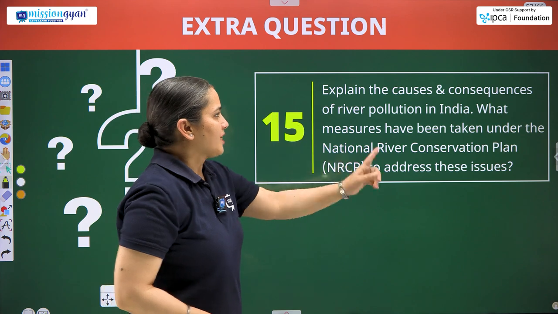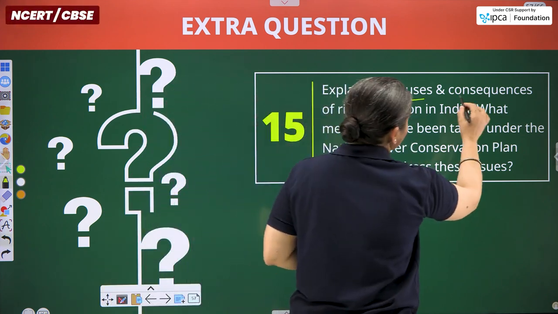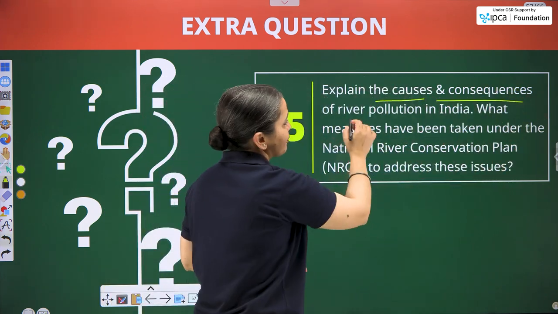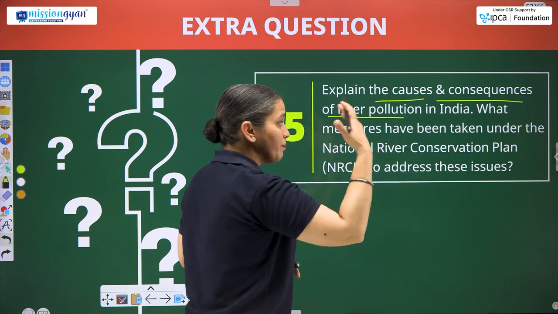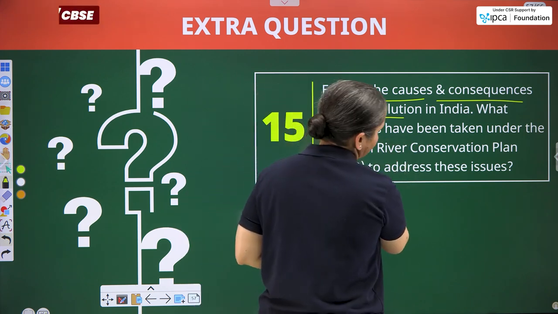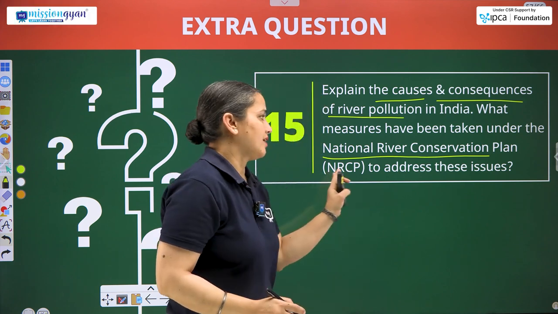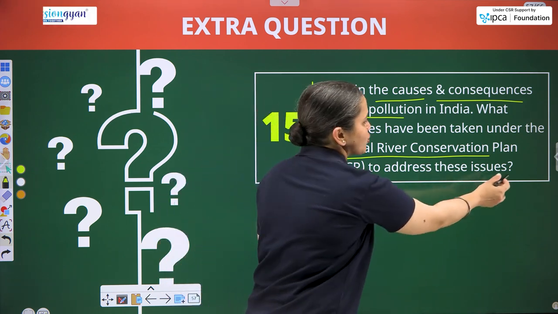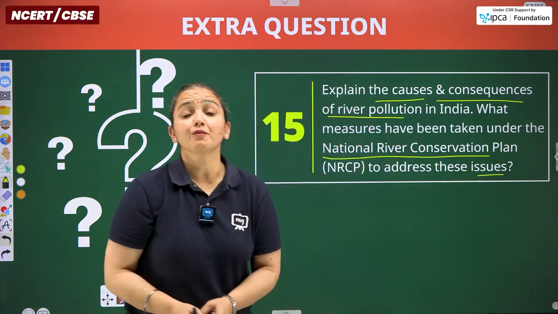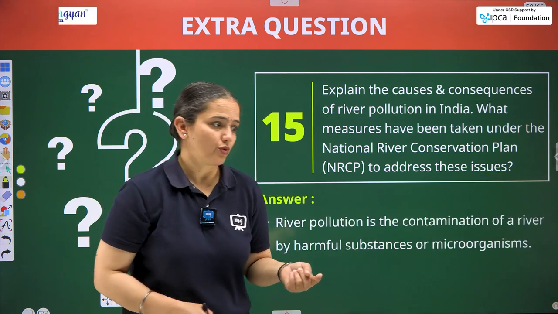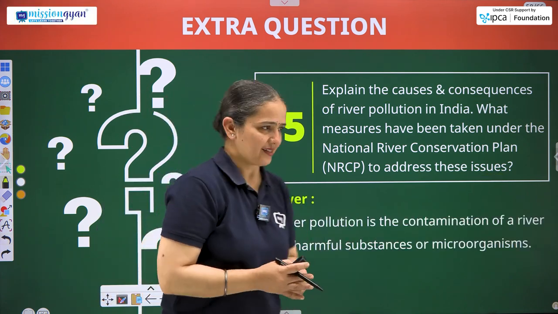Next question. Explain the causes and consequences of river pollution in India, and what measures have been taken under the National River Conservation Plan, that is NRCP, to address these issues. Which issues? We are talking about river pollution and its effects. So we have to discuss in detail exactly.